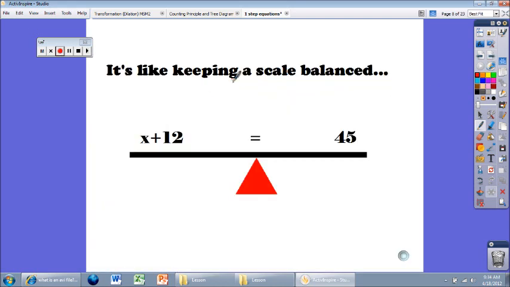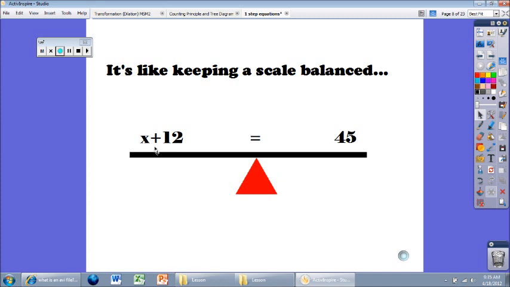Alright, so like we said before, these are like a balancing scale. So you have your x plus 12 equals, and so you have this red triangle. Whenever you see the red triangle, it means it's an equal sign, or any type of triangle on these scales, equals 45. So you have to ask yourself again, x is our variable that we want to isolate. So how do I isolate that?